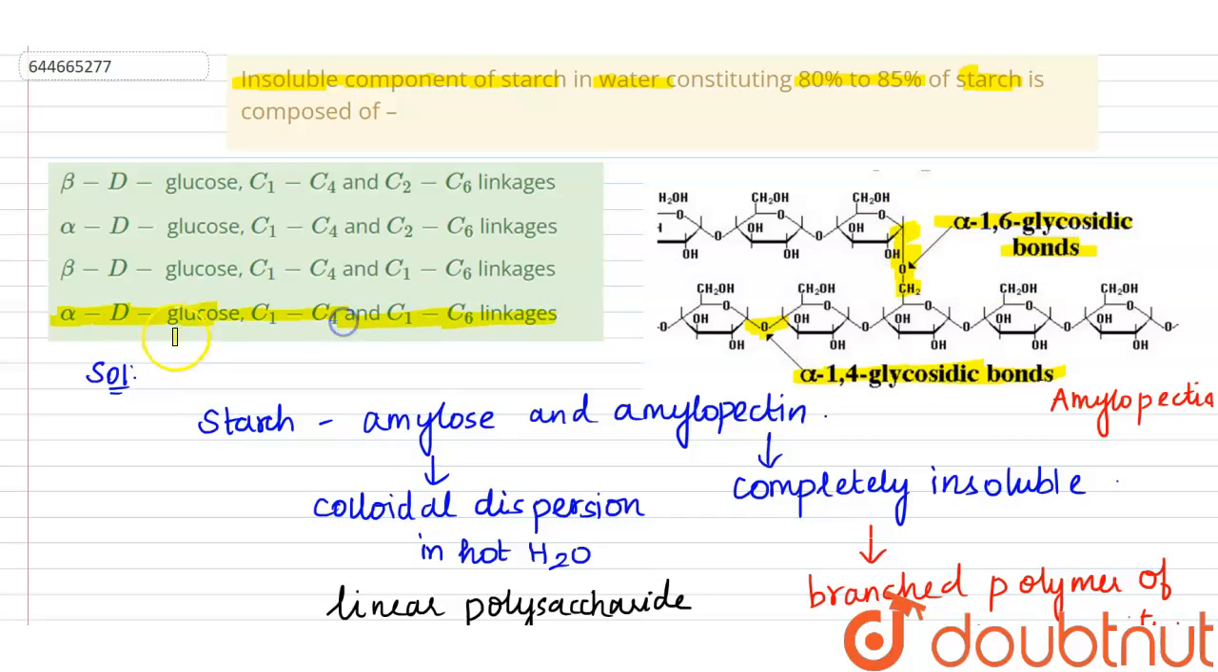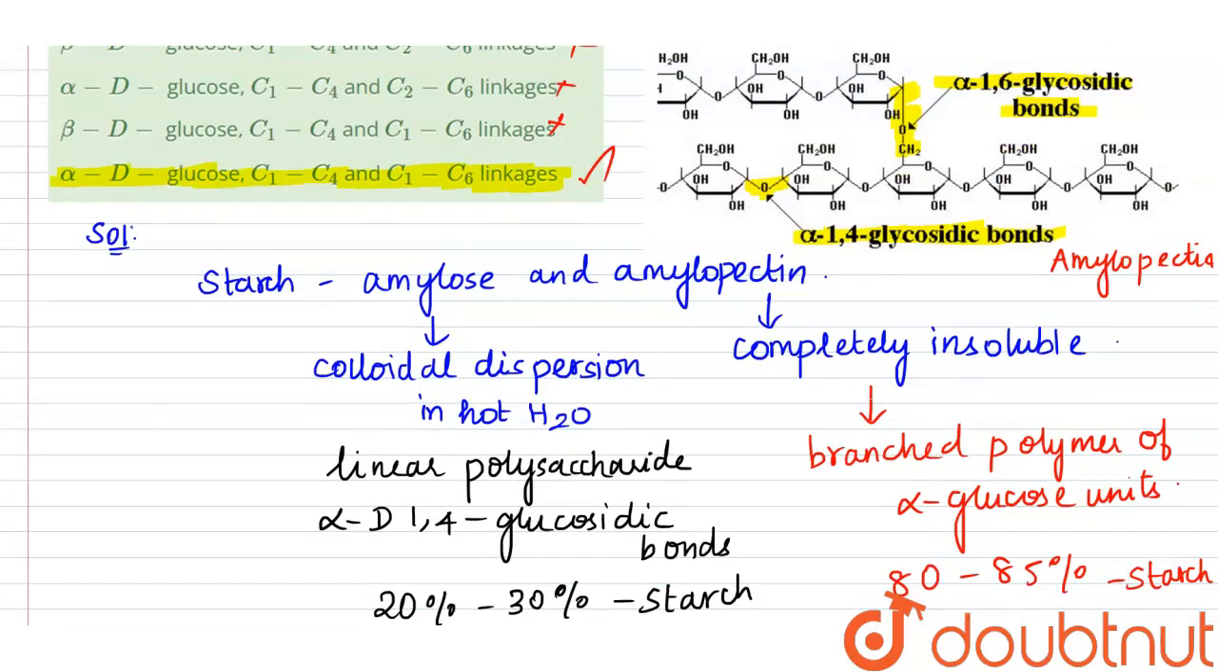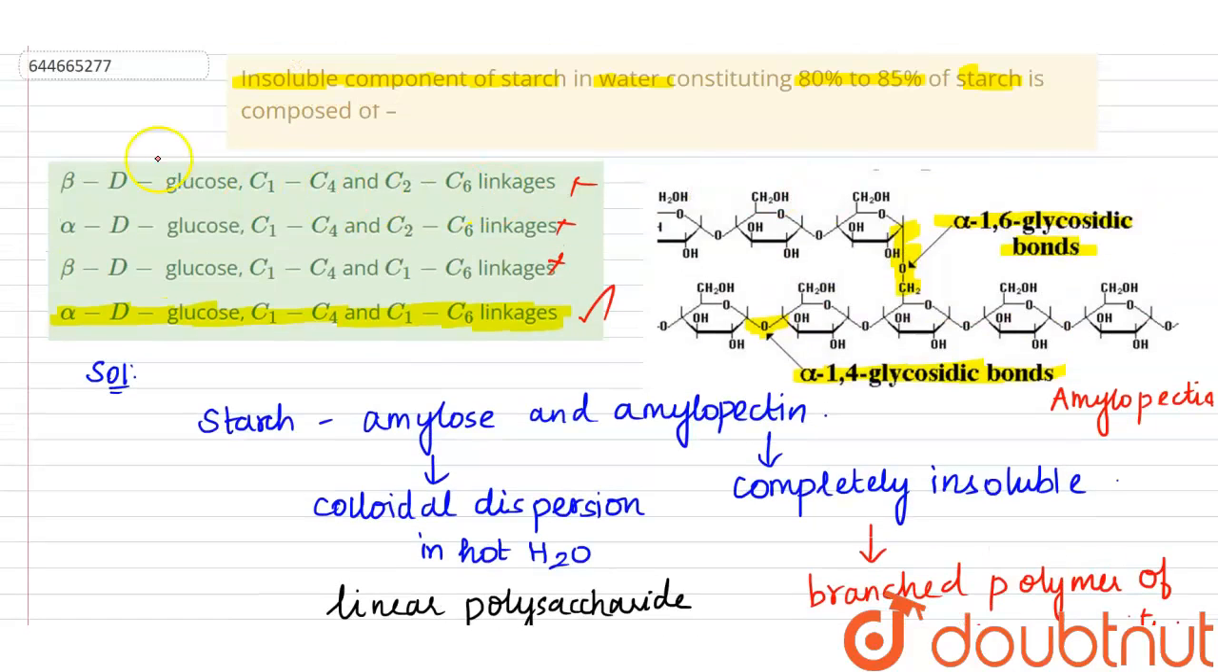So the answer is alpha D glucose, C1 C4 and C1 C6 linkage. This is the correct answer that we derived from the amylopectin structure, and the other three are not answers. The insoluble component of starch in water is amylopectin. So this is the answer for the given question.